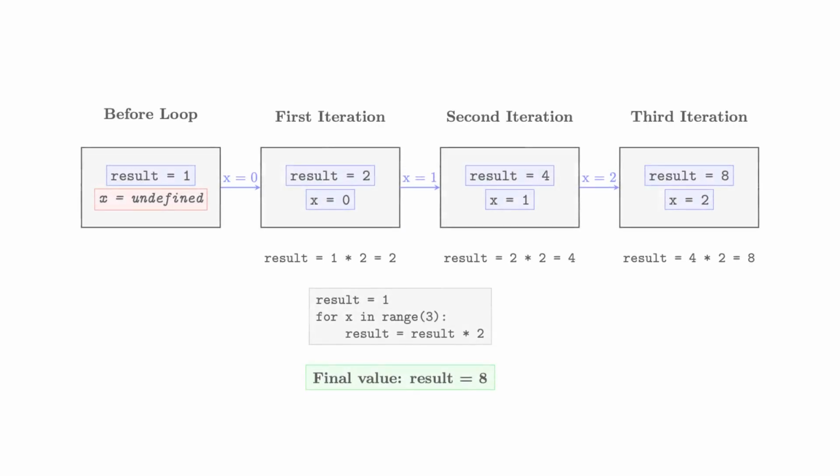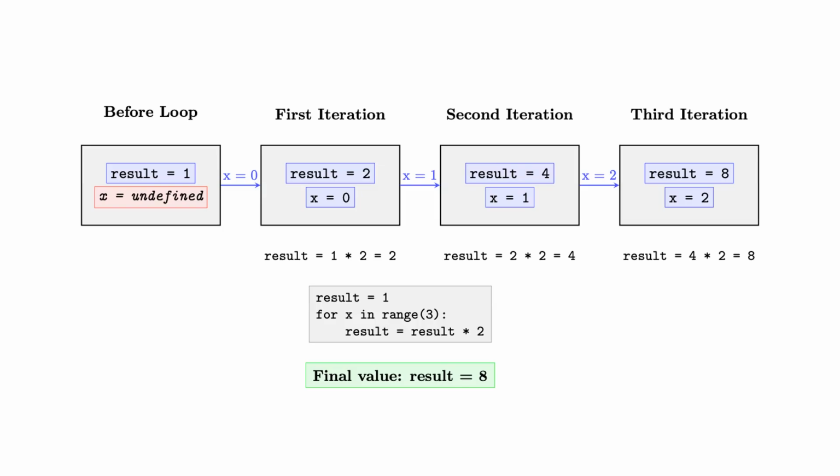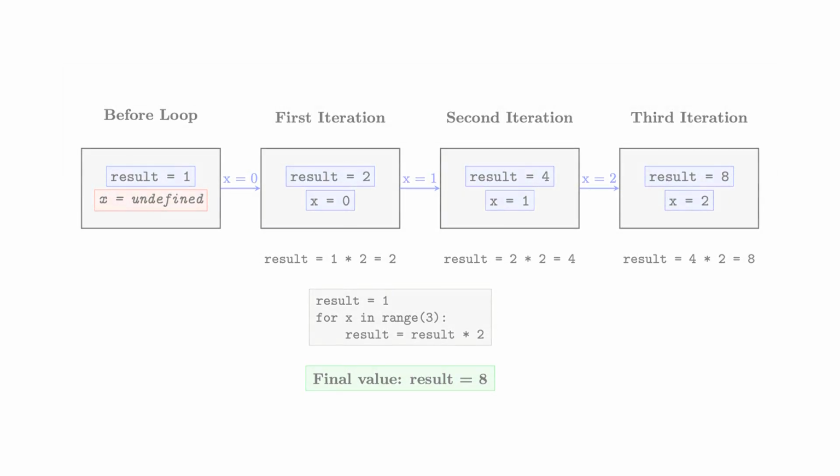Here's our memory trace. Before the loop, result is 1 and x is undefined. First iteration, x becomes 0, result becomes 2. Second iteration, x becomes 1, result becomes 4. Third iteration, x becomes 2, result becomes 8. Final answer, 8.